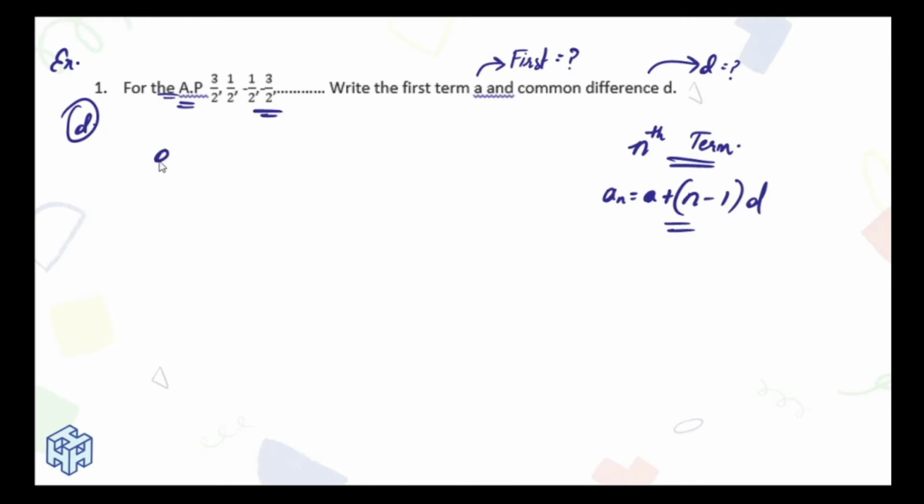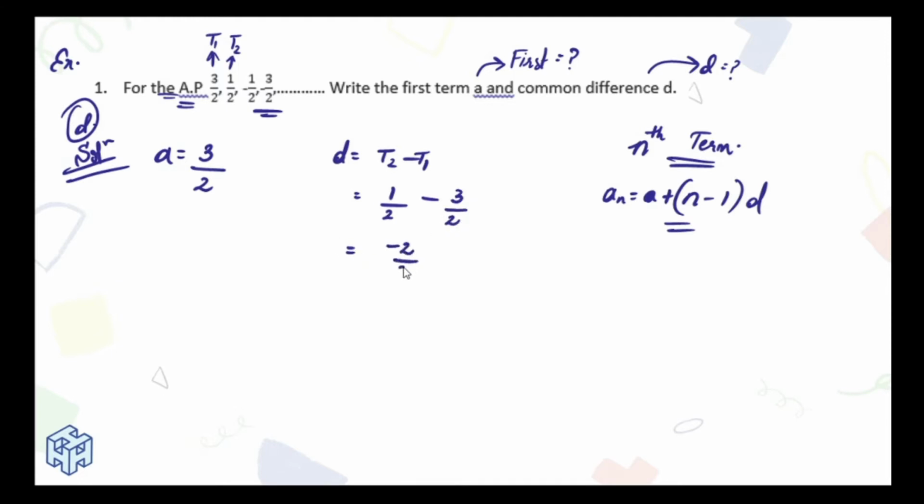So the first term here will always be the first term in our sequence, right? a is equal to 3 by 2. This is our solution. Now they have asked to find the common difference. So for the common difference, this is our T1 and this is our T2. So T2 minus T1: T2 is 1 by 2 minus T1 which is 3 by 2, which is equal to minus 2 by 2, which is equal to minus 1, right?